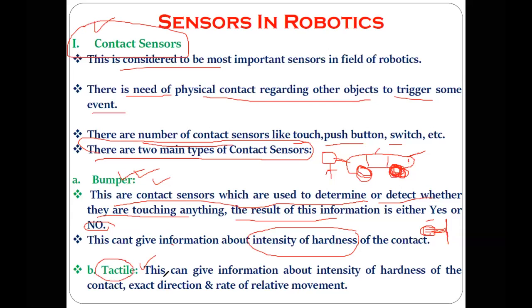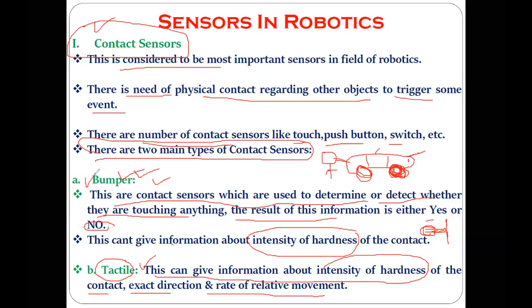The tactile sensor. So here I have mentioned the tactile sensor. This can give information about the intensity or hardness of contact, as well as the exact direction and relative movement of the contact also.